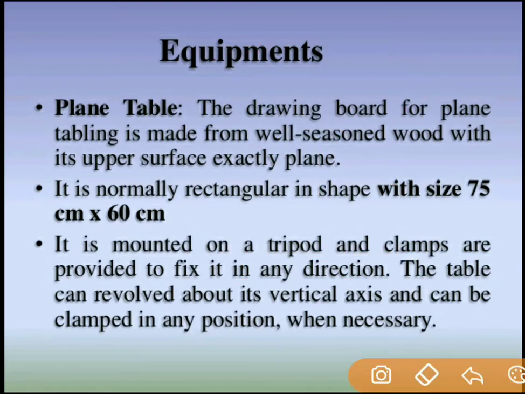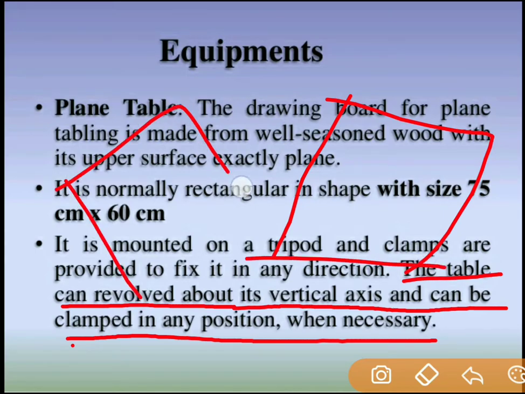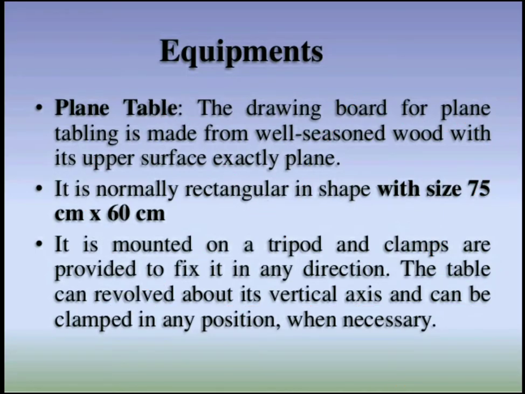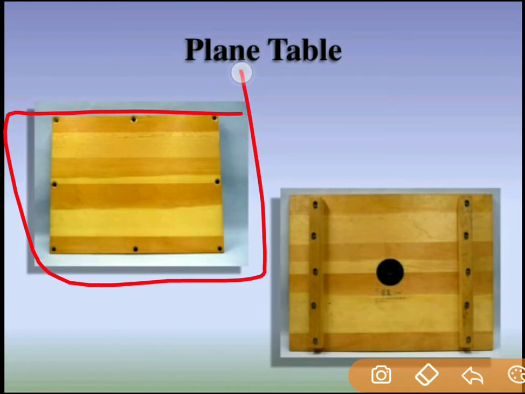Next, the table can revolve about its vertical axis and can be clamped in any position when necessary. For example, if we want to fix it in this direction, we can set it, and if we want to fix it in this direction also, we can set it. With the help of clamps we can fix it in any direction. Next, look here, this is the plane table.